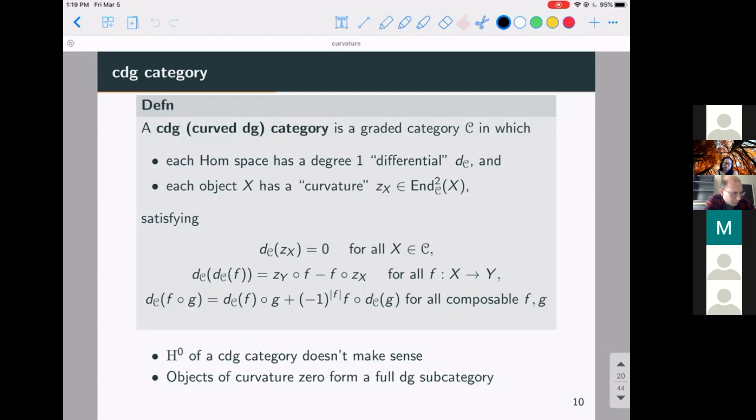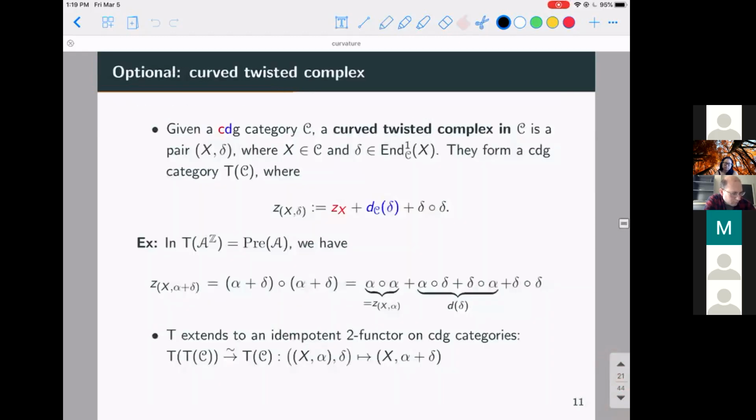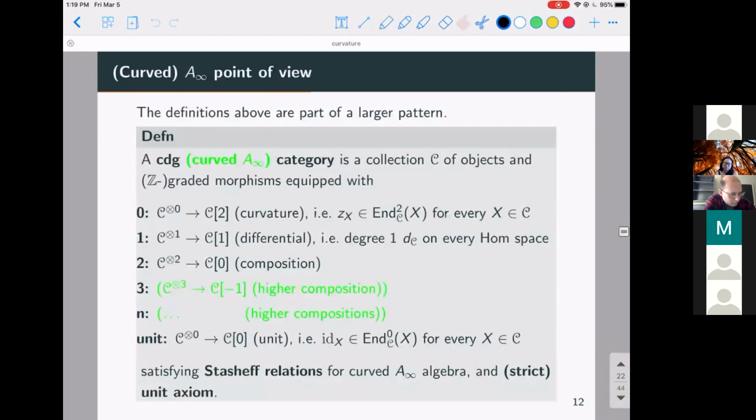Now, let me try to motivate this first equation a little bit. So this definition of a Cdg category looks kind of random, but it's actually part of a much larger pattern. And for this, I want you to now think of C not as a category, but just as a collection of objects and graded morphisms, but no information about the identity morphisms, no information about composition.